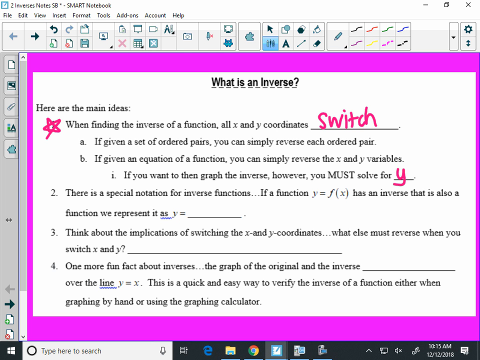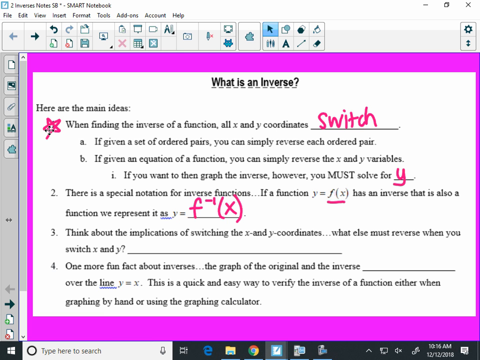Now there's a special notation for inverse functions. Normally we have a function that's f of x. An inverse function is written this way: f with a little exponent of -1, to the x. What you say there is f inverse of x. We're going to be using that notation, and you should recognize that it means the inverse of a function.